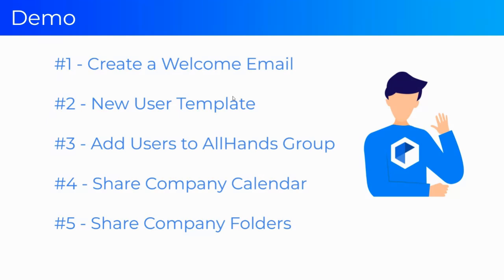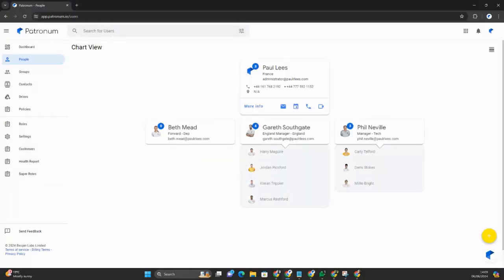We're then also going to show how you can share a calendar with the new members of staff, as well as sharing company files and folders, and then creating a folder structure for the individual user in order for them to basically gain access to the right information without needing to speak to colleagues. Everything is then presented to them in a very clean and intuitive manner. So with that, let me bring in the Patronum interface.